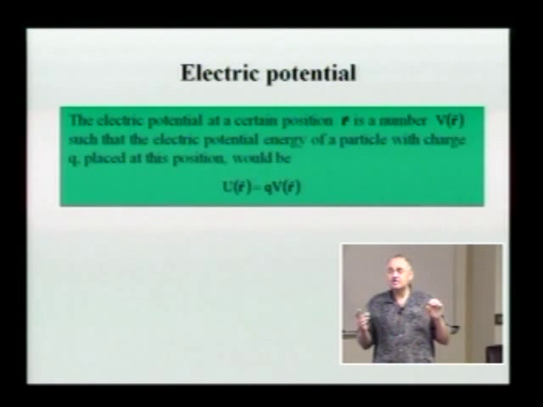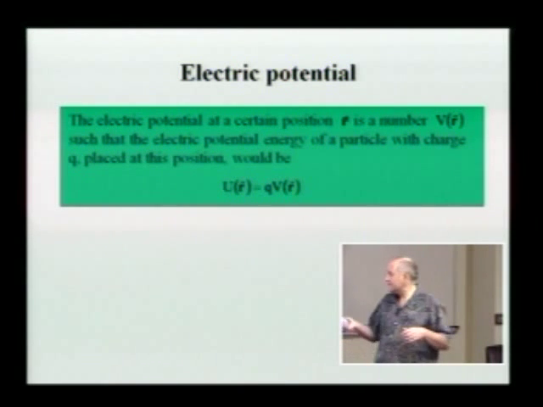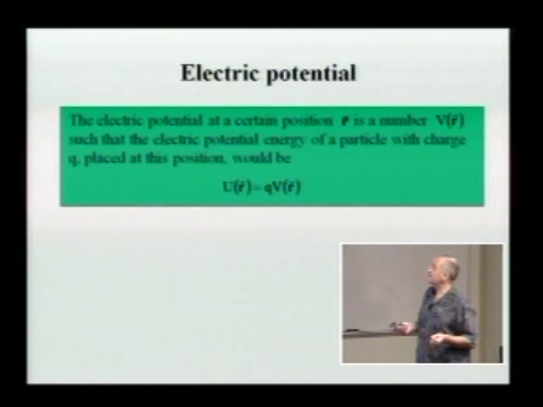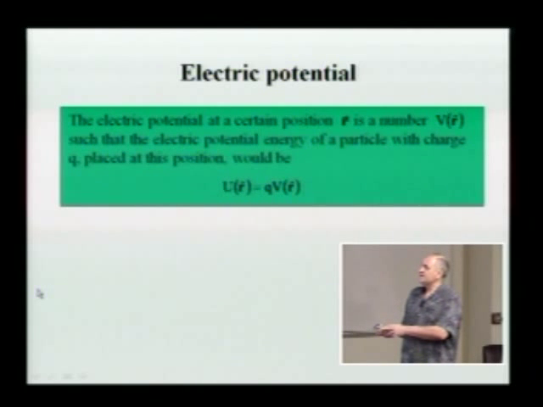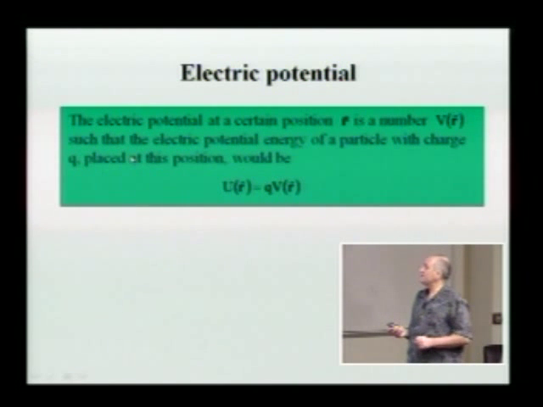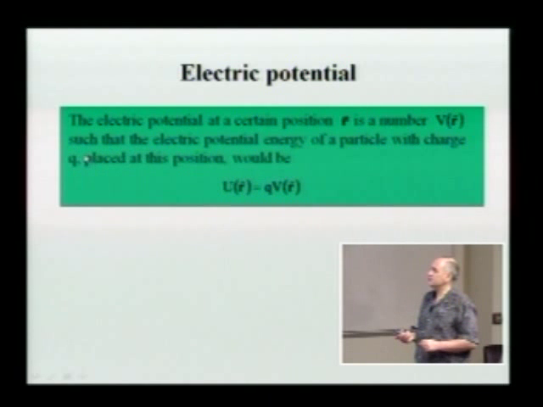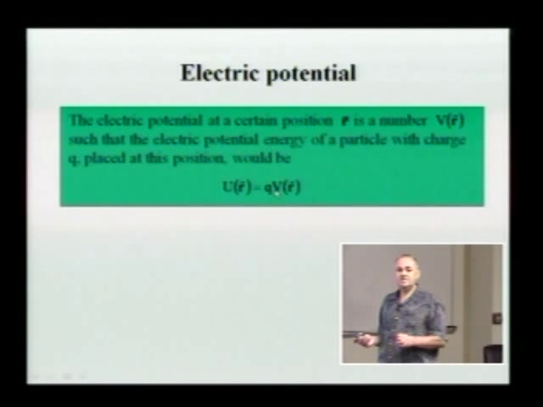I had to change a few words in the phrase and the formula and get the definition of electric potential. So the electric potential at a certain position R is a number V of R such that the potential energy of a particle with charge Q placed at this position would be equal to the product of the charge of that particle and the potential at the location of the particle.